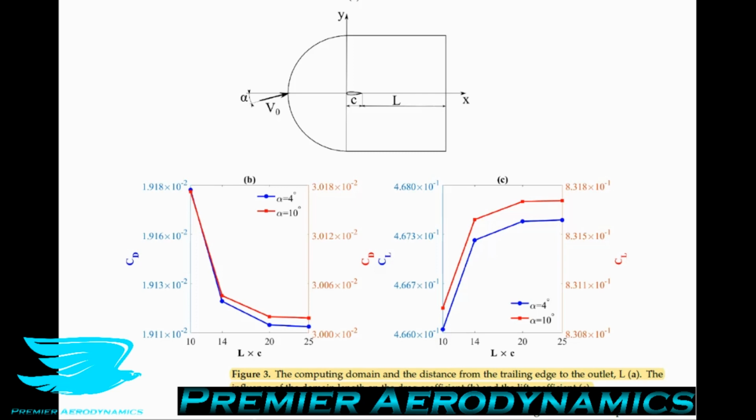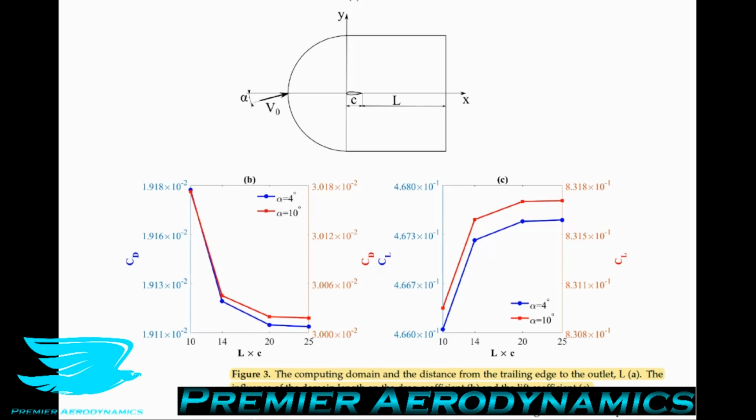Figure 3c shows that in contrast to the drag coefficient, as the length of the computational domain in the wake region increases, the lift coefficient increases. However, this increase is also slight. For an angle of attack of 4 degrees and the length of 14 chords, it is only 0.26% different to when the length is 10 chords. So again, the lift and drag coefficients are fairly independent of this length here. They've got to the point where the outlet is far enough away that the lift and drag coefficients are fairly independent now.